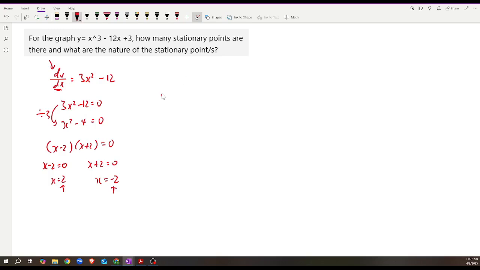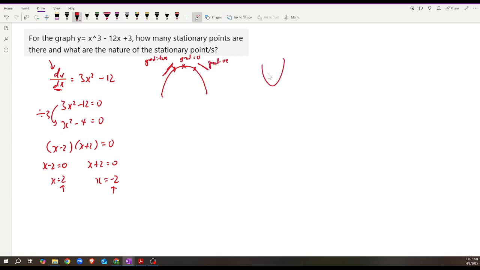Okay, so if it's a maximum point, at the stationary point itself, we know that the gradient is 0. Before the stationary point, it's upward sloping, so the gradient must be positive. After the stationary point, the curve is downward sloping, so the gradient must be negative, right?